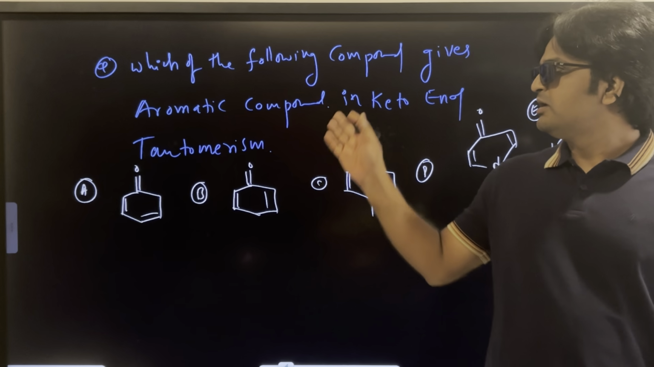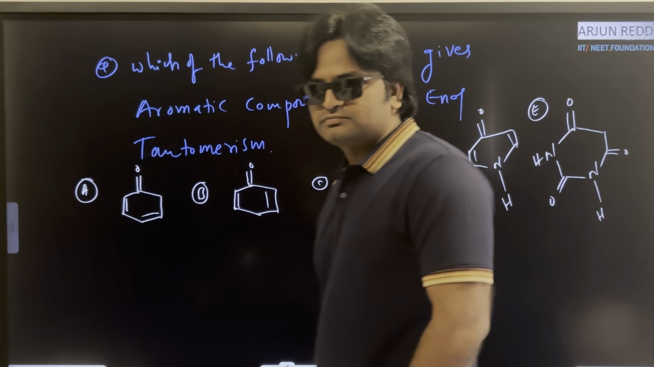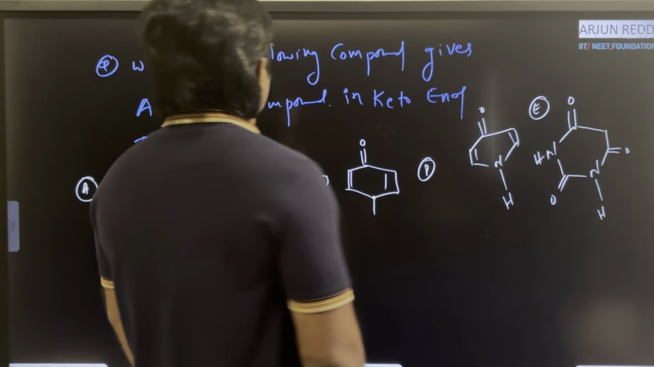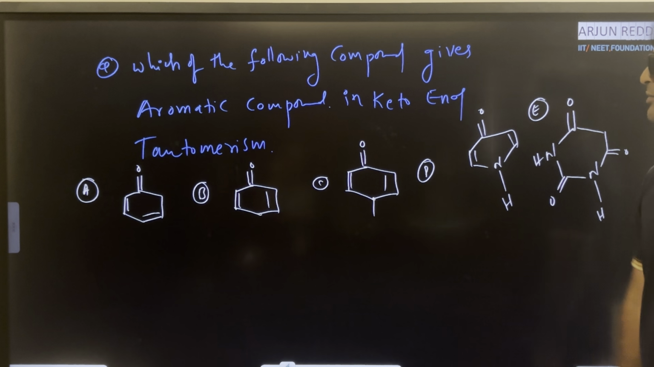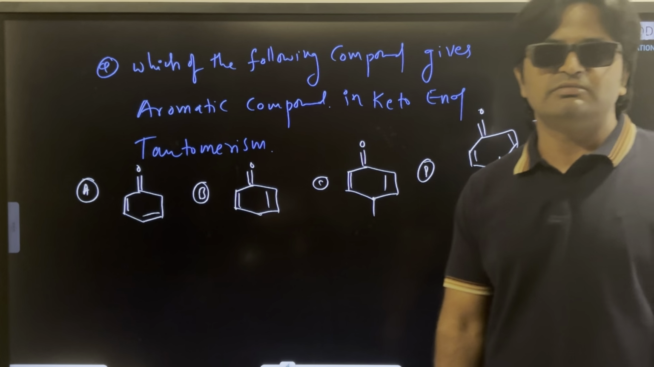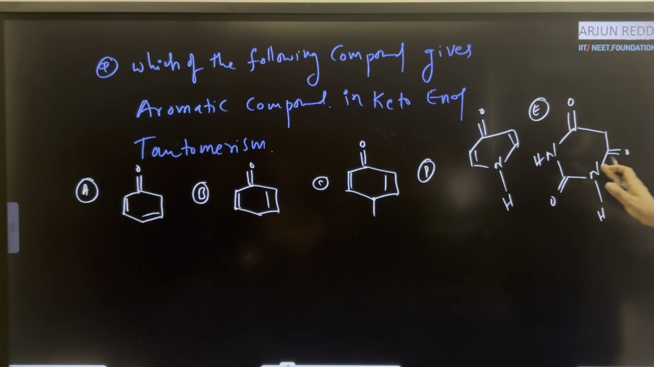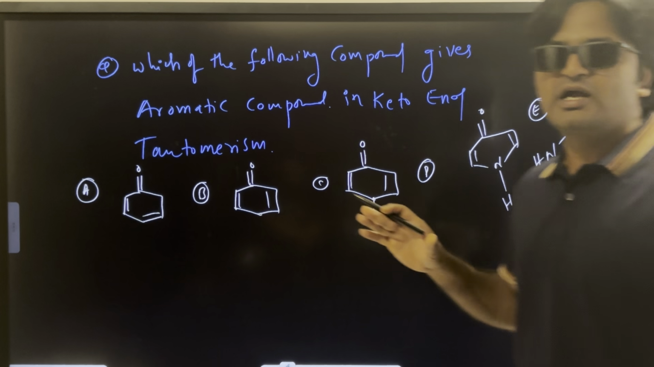Please complete this question first. Which of the following compounds gives an aromatic compound in keto-enol tautomerism? I have given 1, 2, 3, 4, 5 options. Among these, which is the correct answer?